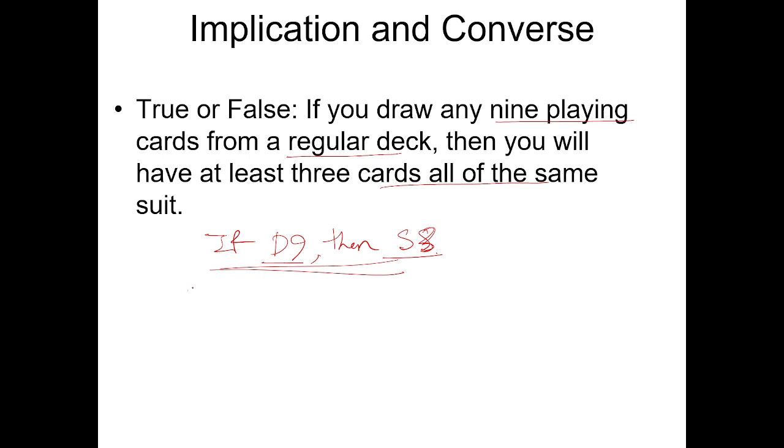What is the contrapositive? This is P and Q. P implies Q. The contrapositive becomes not Q implies not P. If you can prove that, this gets proven automatically. So what is not Q?